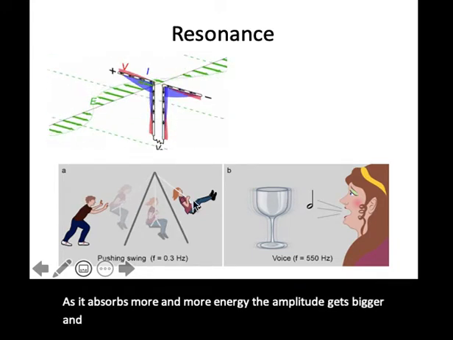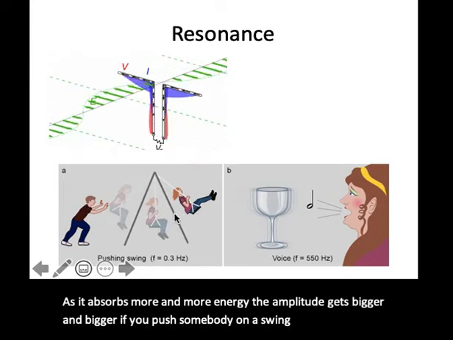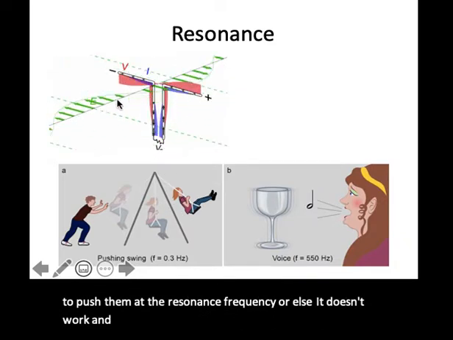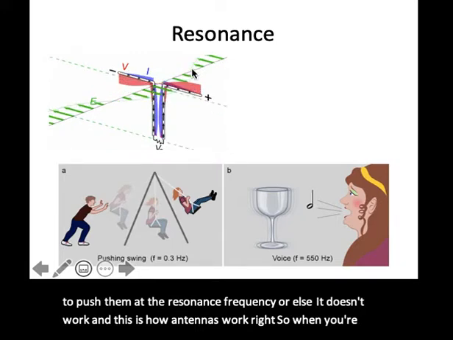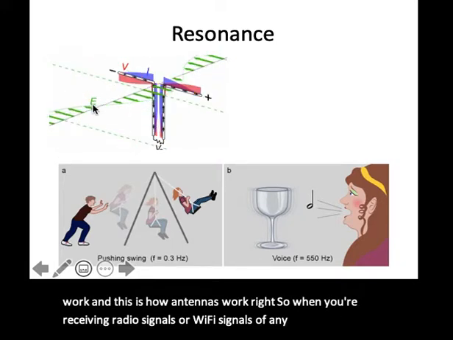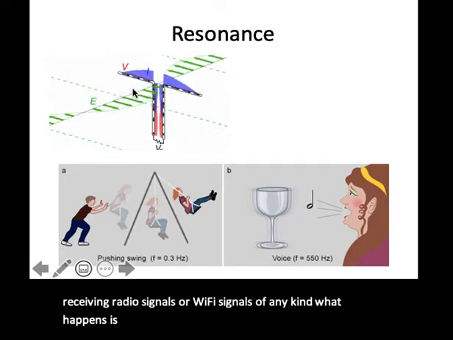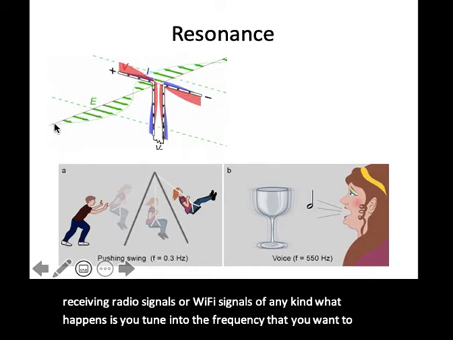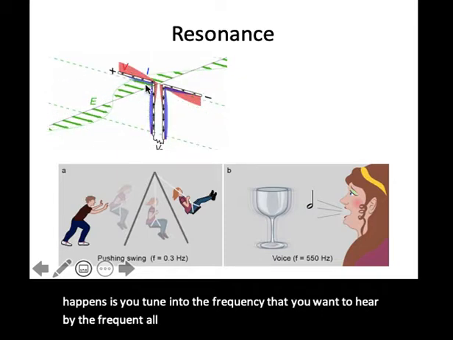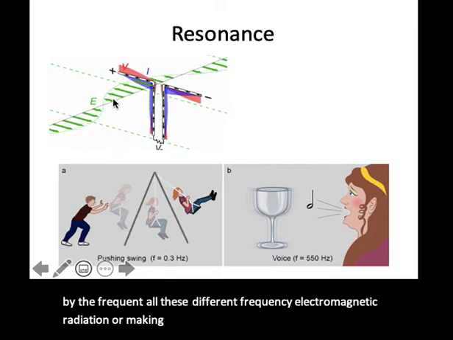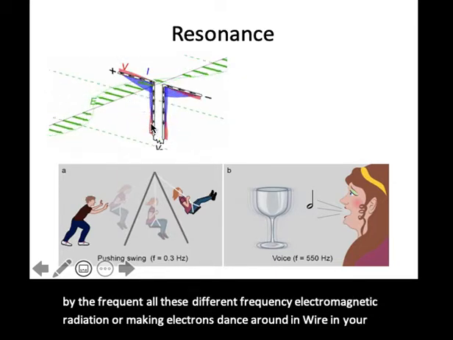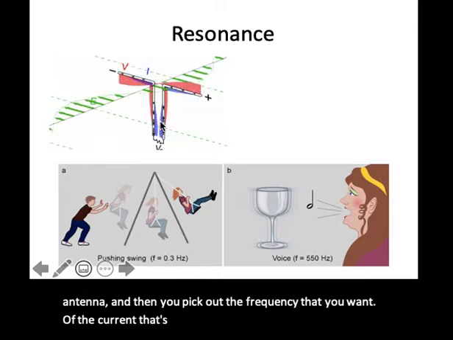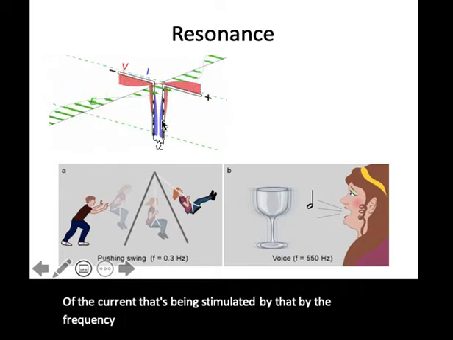If you push somebody on a swing, you actually have to push them at the resonance frequency or else it doesn't work, right? And this is how antennas work, right? So when you're receiving radio signals or Wi-Fi signals of any kind, what happens is you tune in to the frequency that you want to hear. All these different frequencies of electromagnetic radiation are making electrons dance around in the wire in your antenna, and then you pick out the frequency that you want of the current that's being stimulated by the frequency of electromagnetic radiation that you care about.